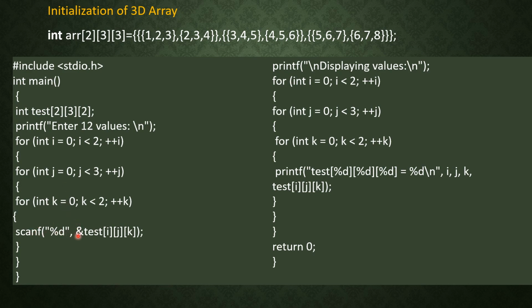So next you are going to enter the values. It is going to take test of i, j, k. Next you are going to display the particular values the same way. So i, j and k, 3 for loops you require as you are having a 3-dimensional array, and the same way you will be displaying i, j, k. Once you are displaying, you will be coming out of the complete program.